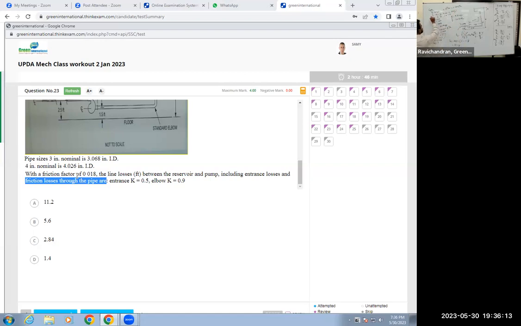We are considering only the suction, so leave about the discharge. So it will be 0.018 into 33.5 into V square. It is Q by A, it is 0.668 by 5 by 4 into 4 by 12 square.